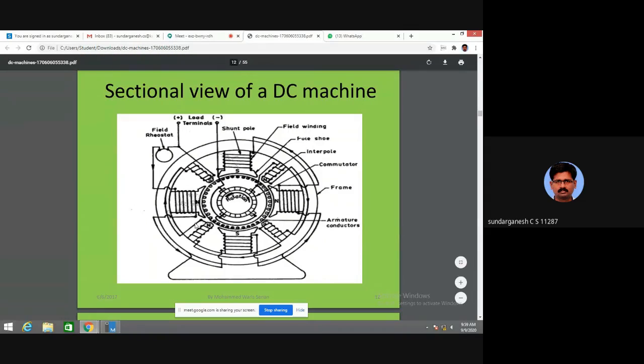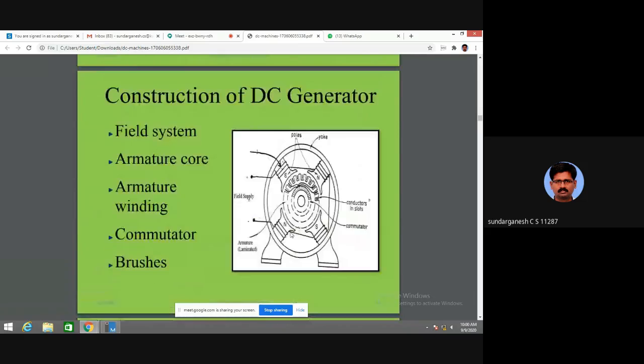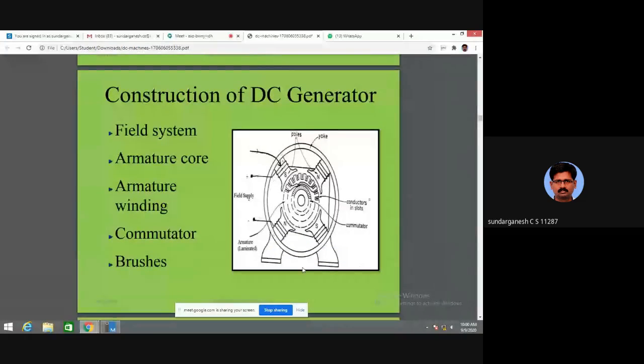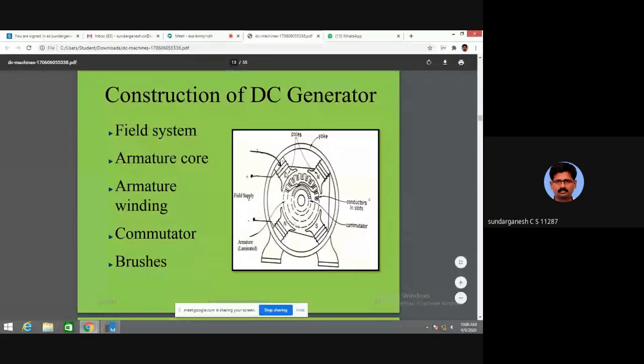This is a cross-sectional view of a DC machine. This is the same for the generator as well as the motor. As I have mentioned, this is the outer frame, and these are poles. The outer frame we call the yoke. This is the armature, and in the armature you have slots. Inside the slots you have conductors, so conductors are coils. Inside the armature you have a commutator, and the commutator is connected to the brushes. Okay.